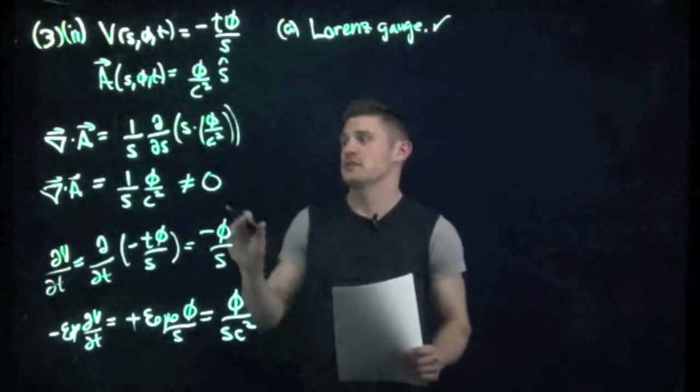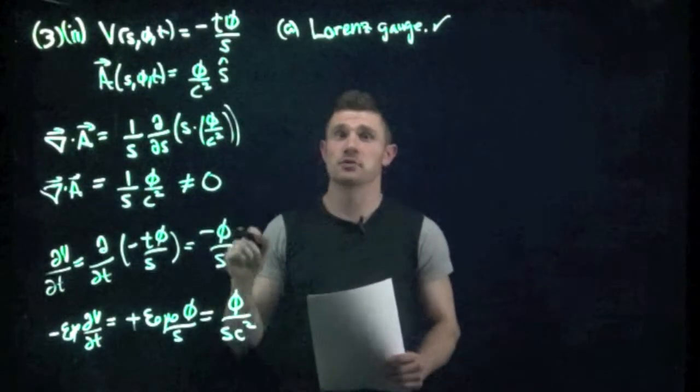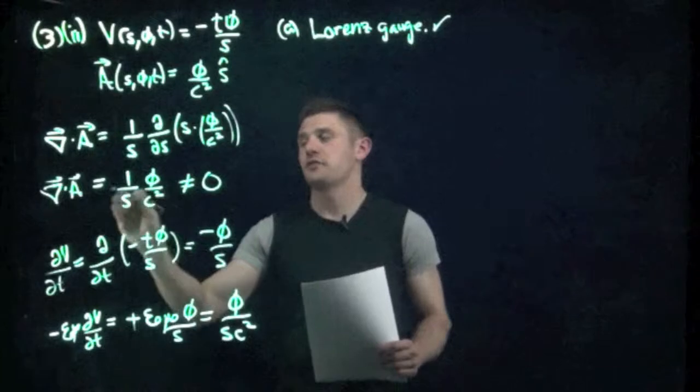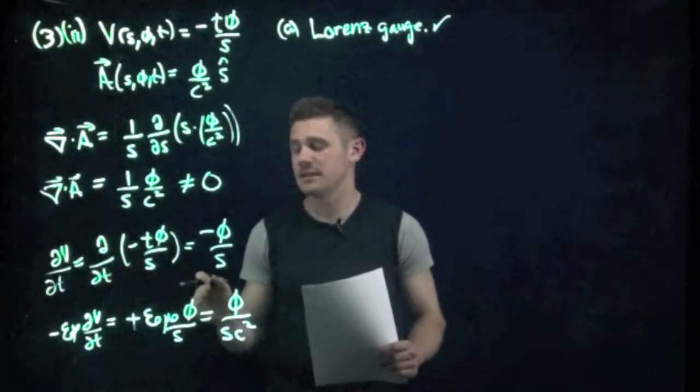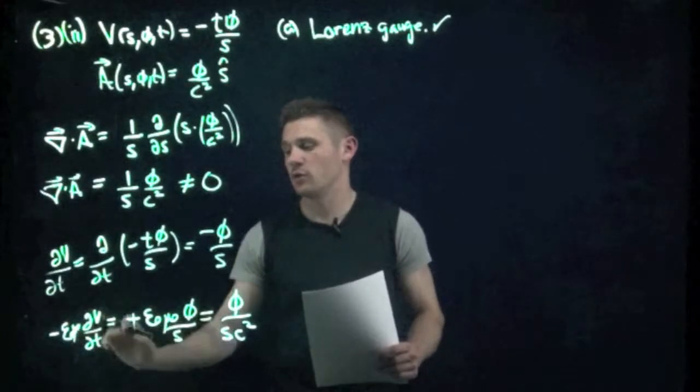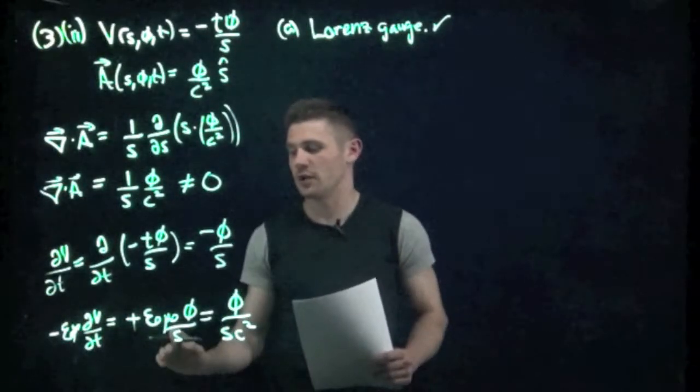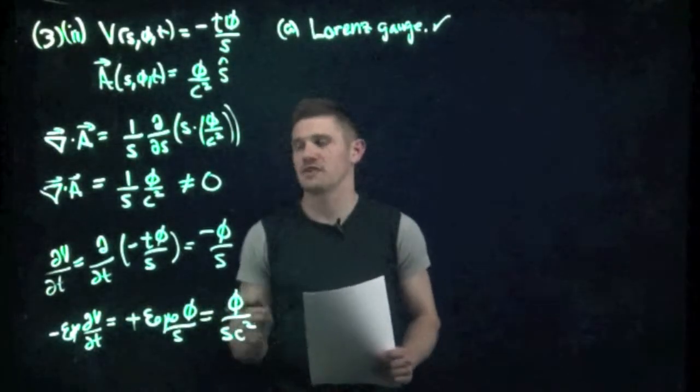And again, we saw that because the divergence of A was not equal to 0, we are not in the Coulomb gauge, and the divergence of A is equal to this constant. Then when we solve through for dV by dt and multiply it by negative 1 over c squared, since epsilon naught mu naught is 1 over c squared, we end up with the same constant.